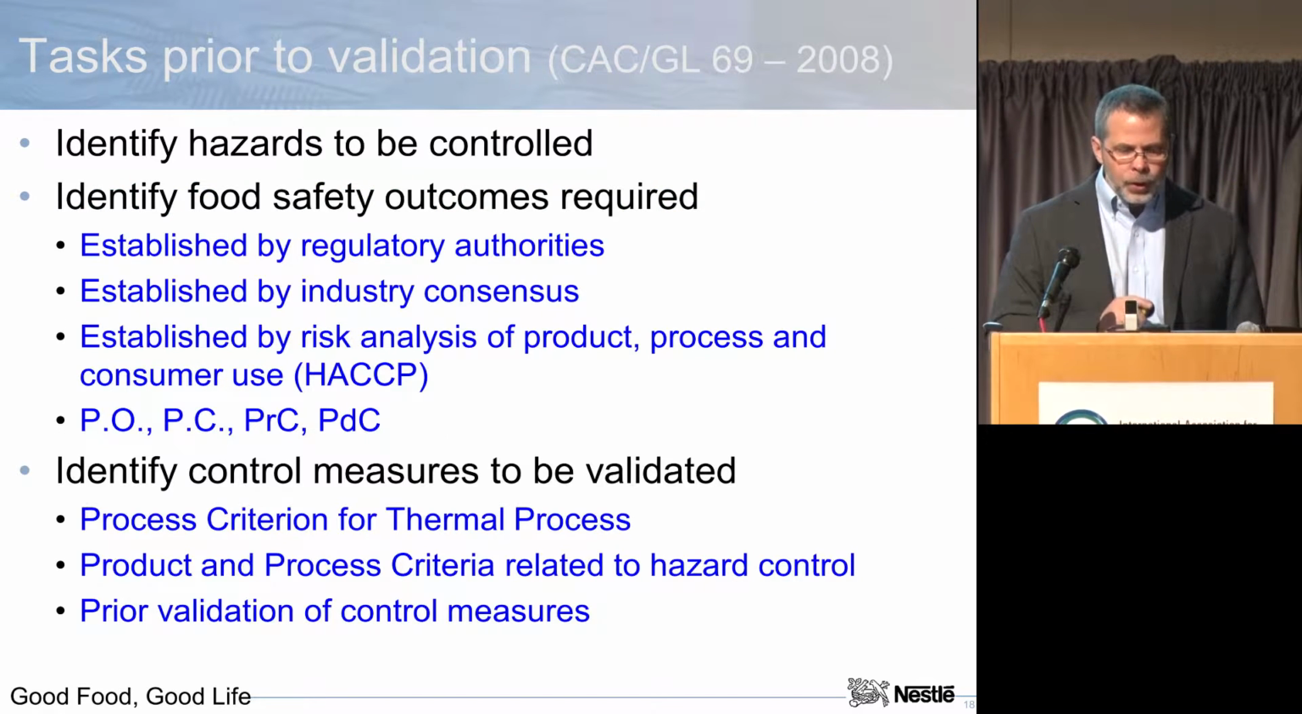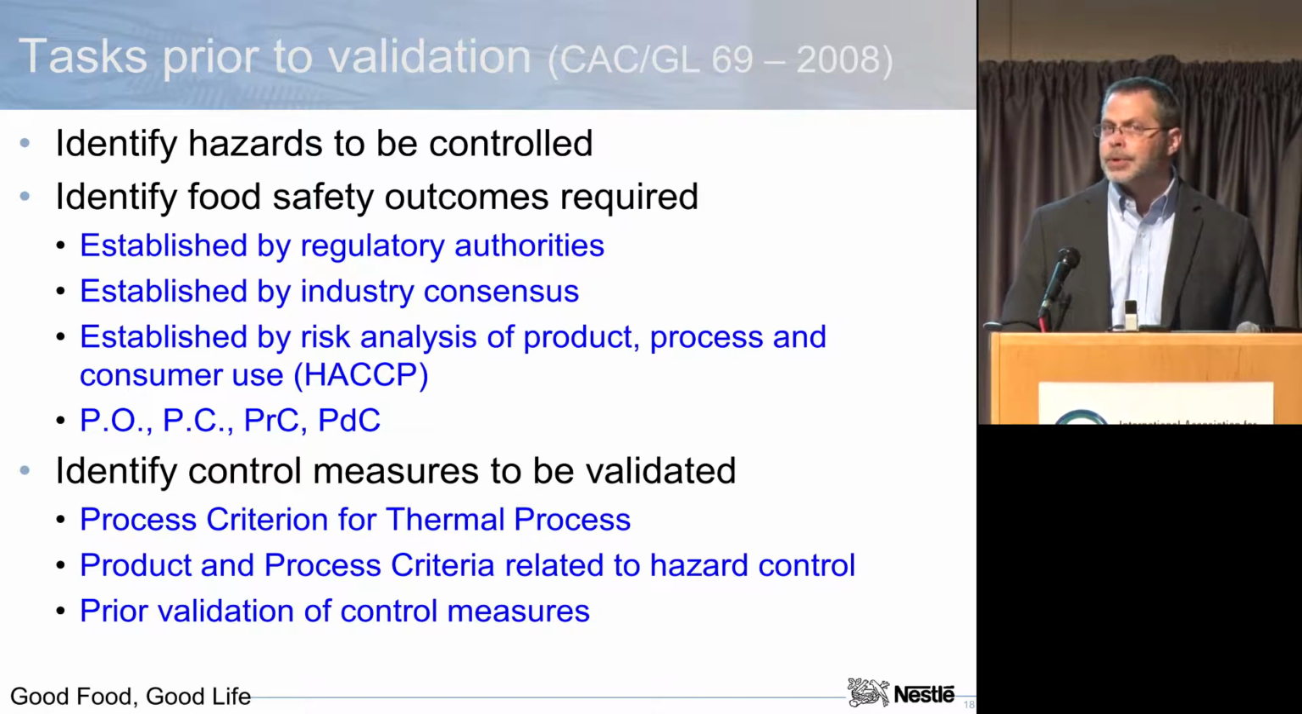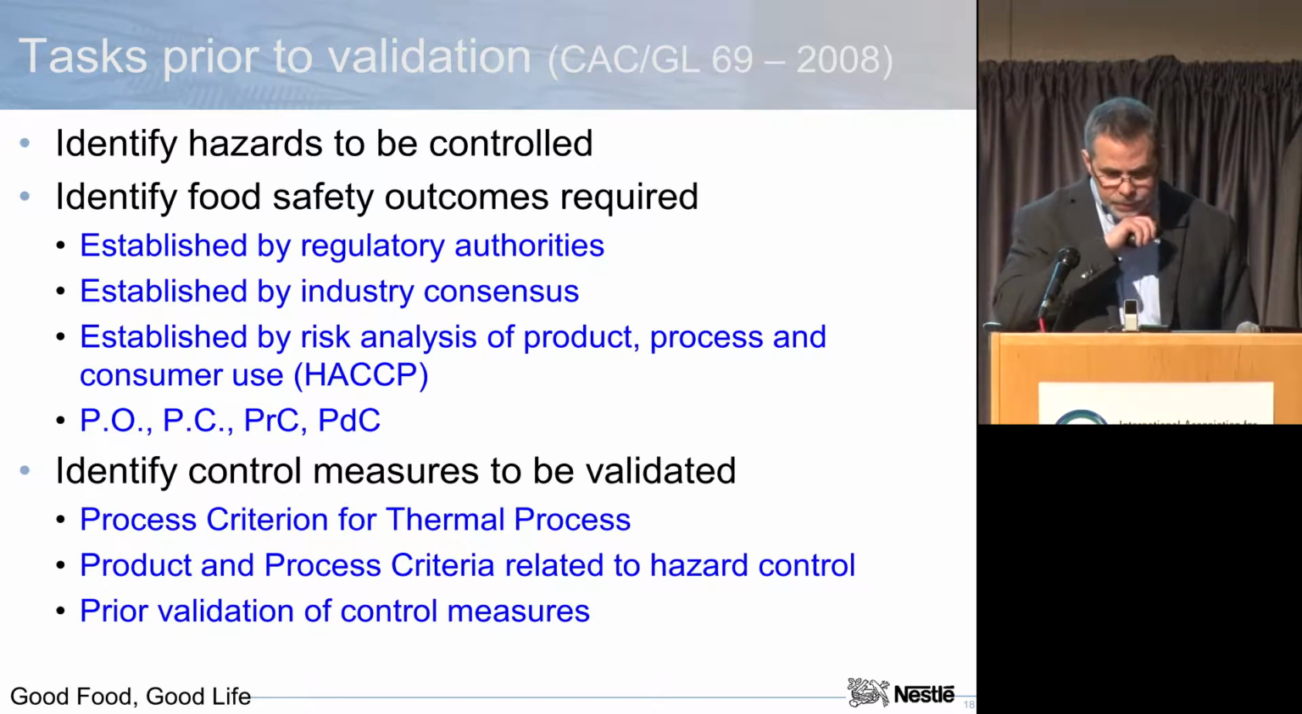So very quickly, the Codex guideline has tasks prior to validation. I'll just whiz through this because Nancy covered it. We need to identify the hazards to be controlled. We need to know the safety outcomes to be required. They could be, as I've discussed, by regulatory authorities, industry consensus, or through our risk analysis of the product and process. We need to understand those points in the process, the performance objectives or the product and process criteria that we need to achieve in order to meet our performance objective.